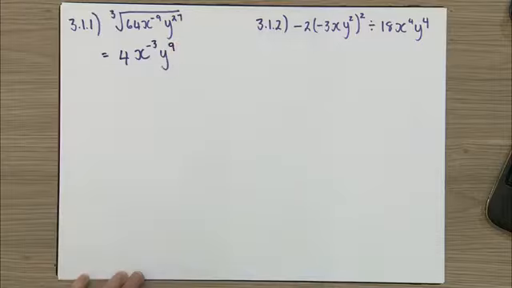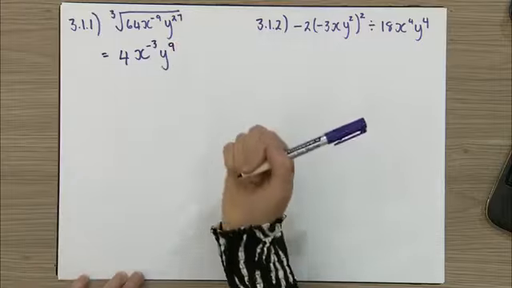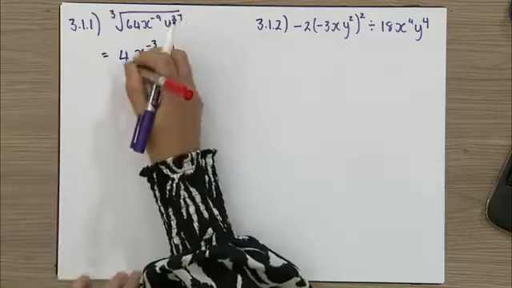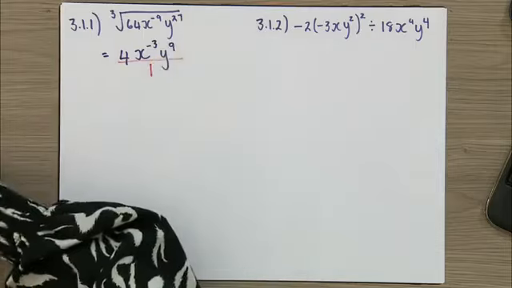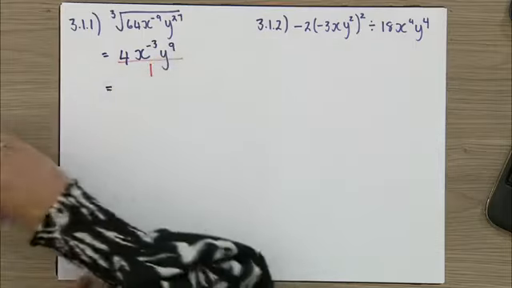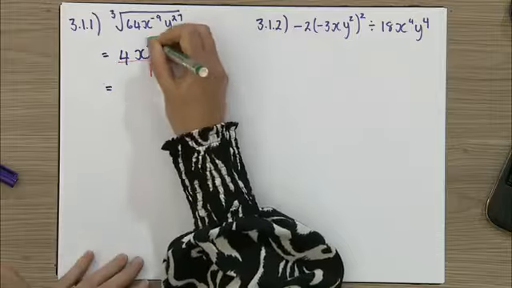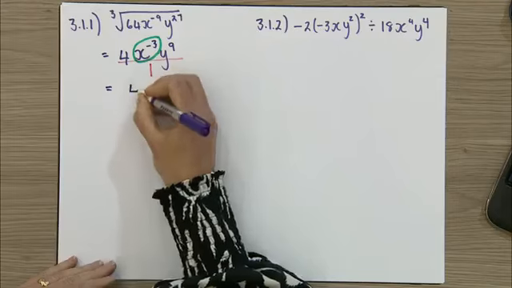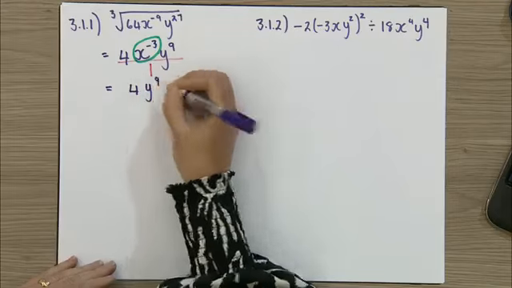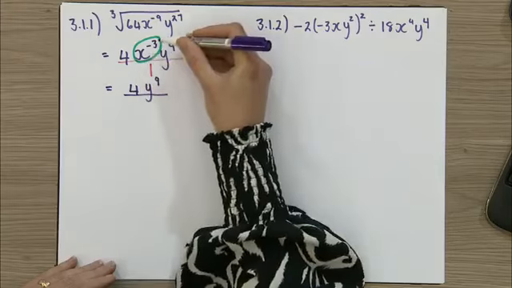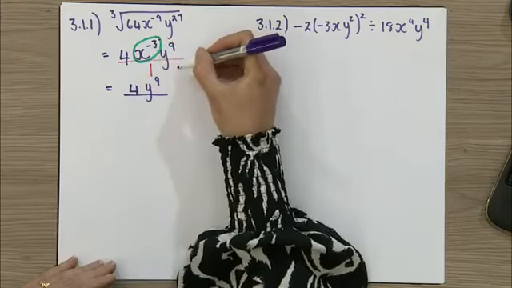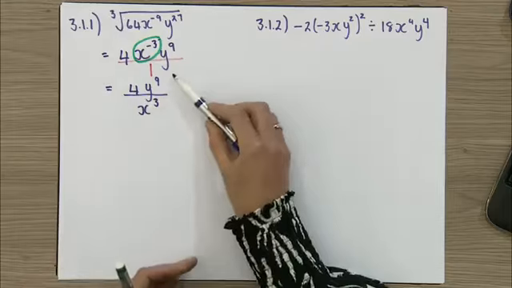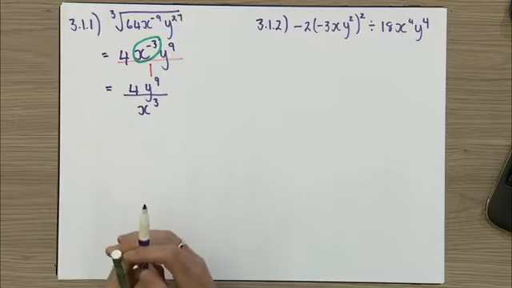Am I allowed to leave my answer like that? No, I have to leave it with a positive exponent. So how does that look as a positive exponent? Remember, we can make anything a fraction by putting it over 1. And then how do I make it a positive exponent? Who is the problem here? The x to the power of negative 3. So what's my final answer going to be? It's going to be 4y to the power of 9. They were fine up there. If I bring x to the power of negative 3 down, what happens to my exponent? It becomes positive. So it's 4y to the power of 9 over x to the power of 3.